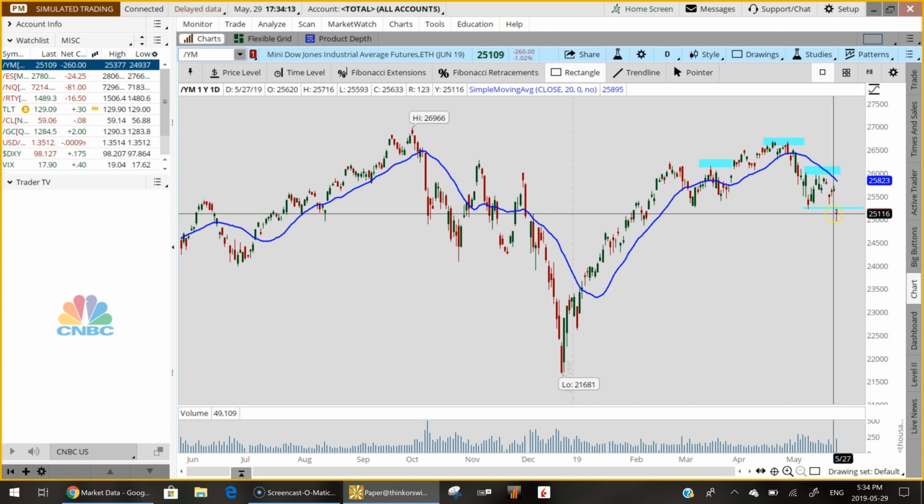That's the key there. Now, to really confirm this, we need a trade below this bar's low. Right here, we need to see some follow through, but it could happen as early as tomorrow. Certainly, momentum is lower on this chart.